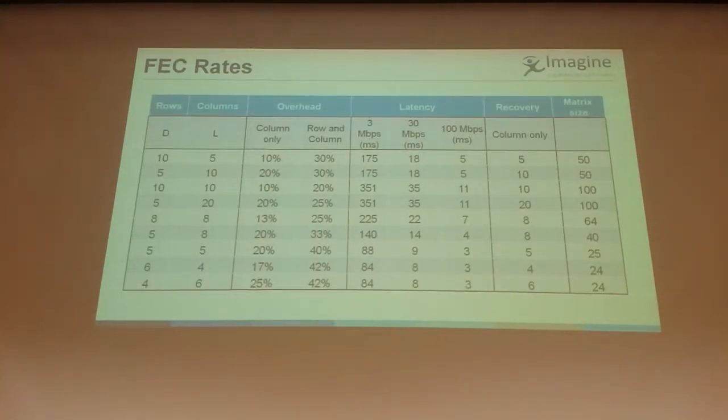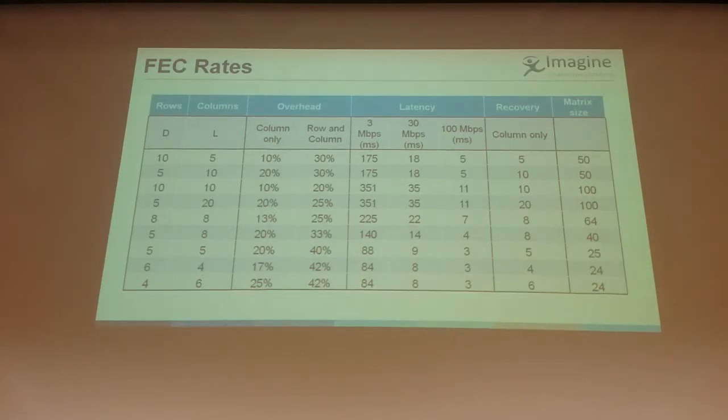And we have some different choices. We can decide the size of our matrix, so we can control the number of rows and the number of columns. By choosing different rows and columns, we affect the amount of overhead. So choosing different parameters will increase the amount of overhead.